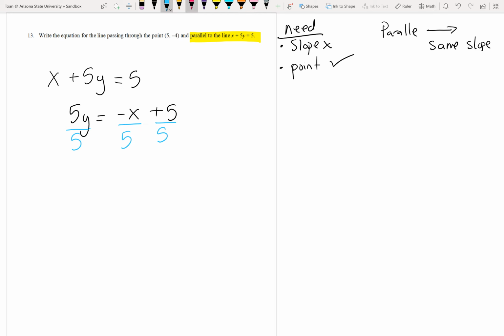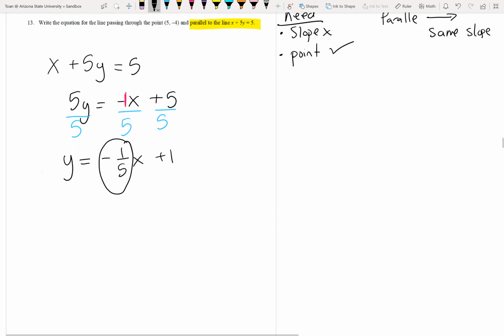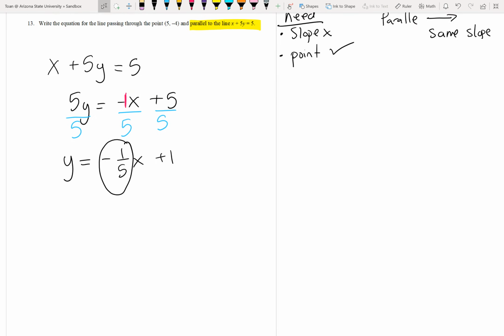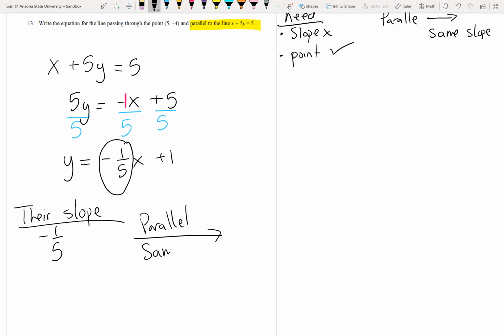Hopefully you all remember that if the coefficient is not visible, there's always a 1 here. So that means this equation is y equals negative 1/5 x plus 1. And hopefully it's easy to see now that their slope is negative 1/5. Now this is where the thinking has to come into play. Their slope, just by reading it, is negative 1/5. We want parallel, which means the same slope. So that means our slope is also going to be negative 1/5.